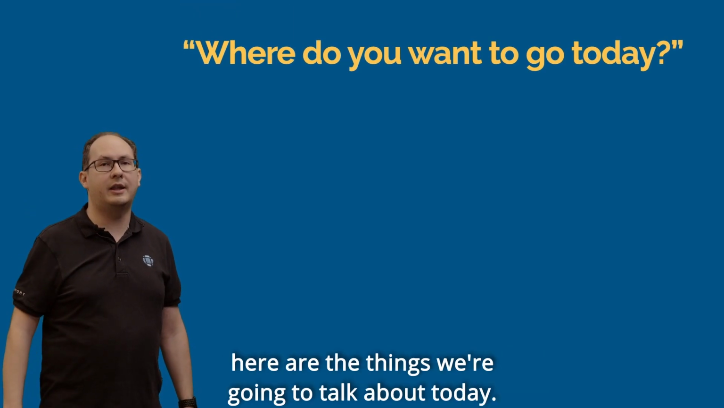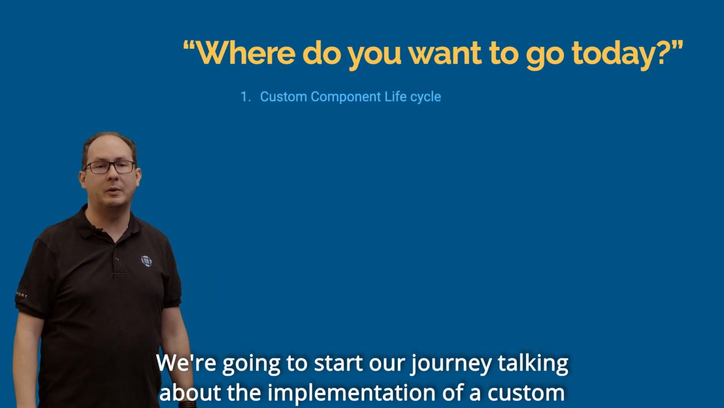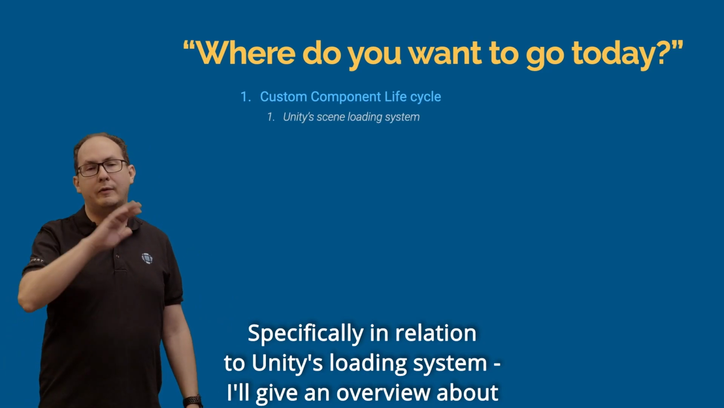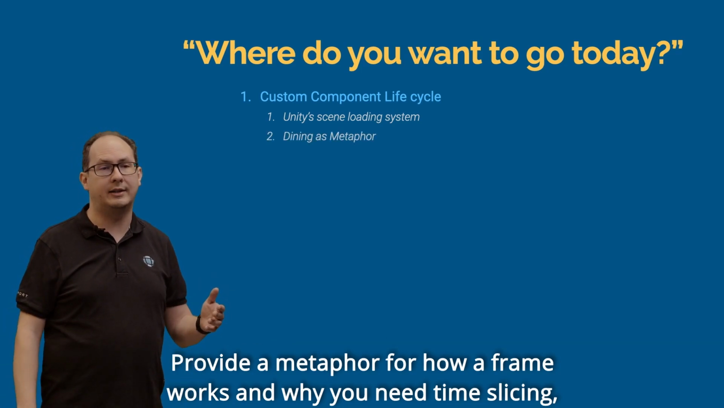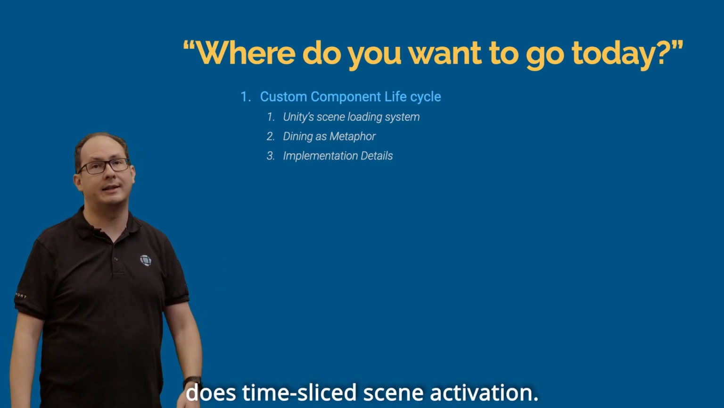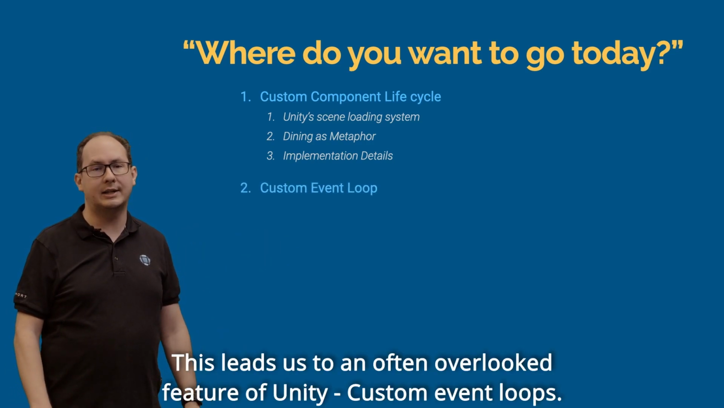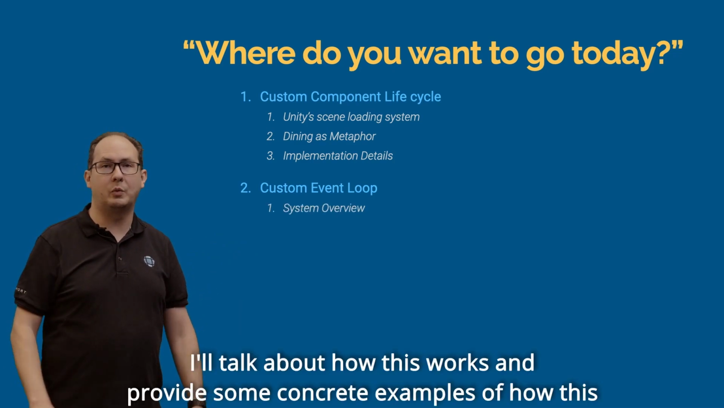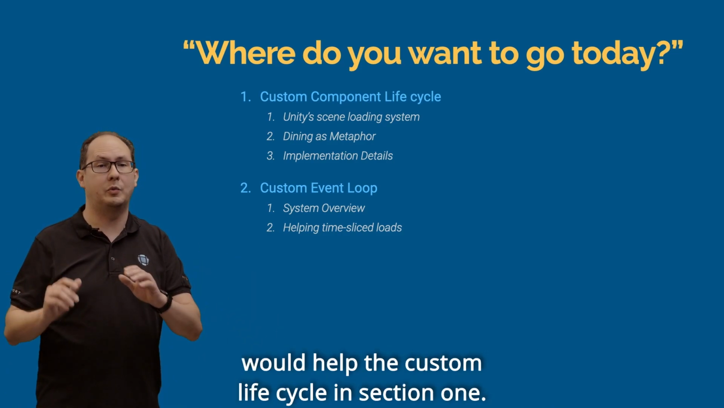With that said, here are the things we're going to talk about today. We're going to start our journey talking about the implementation of a custom component lifecycle, specifically in relation to Unity's loading system. I'll give an overview about how Unity loads scenes, provide a metaphor for how a frame works and why you need time slicing, and then go through some implementation details for a custom lifecycle that does time-sliced scene activation. This leads us to an often overlooked feature of Unity, custom event loops, which is the ability to manipulate Unity's game loop. I'll talk about how this works and provide some concrete examples of how this would help the custom lifecycle in section 1.